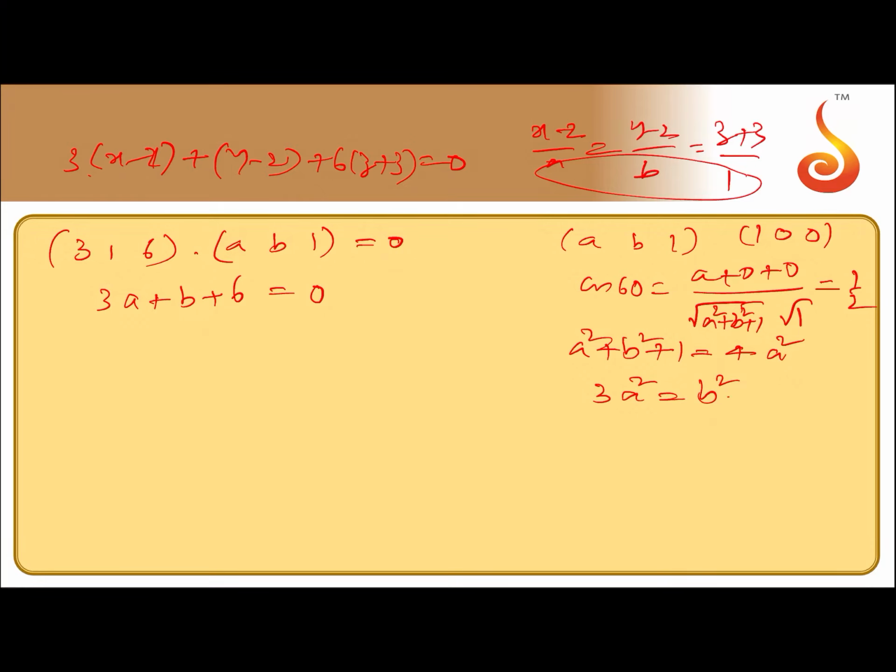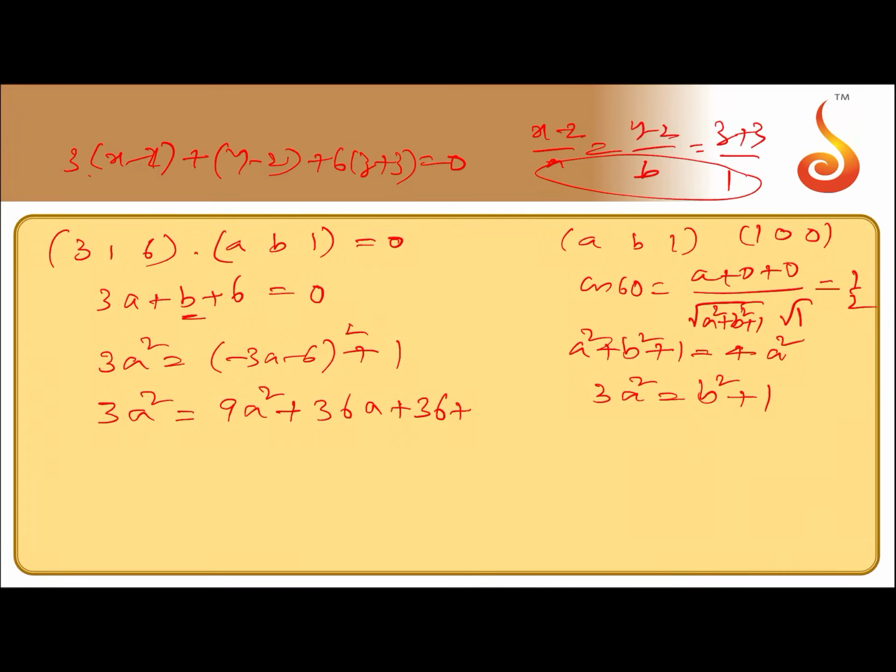And therefore, we'll be getting the relation 3a square is equal to b square plus 1. And of course, 3a square is equal to b square plus 1, where b can be replaced by minus 3a minus 6, taken whole square, plus 1. So, on expansion, 3a square is equal to 9a square plus 36 times a plus 36, plus 1.